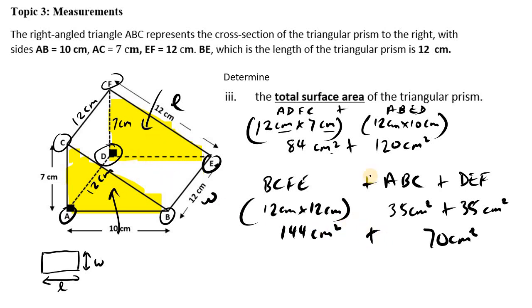All right. So when we add up these figures, 84 plus 120 plus 144 plus 70, we should get 418 centimeters squared. All right, and so that's how we do it.